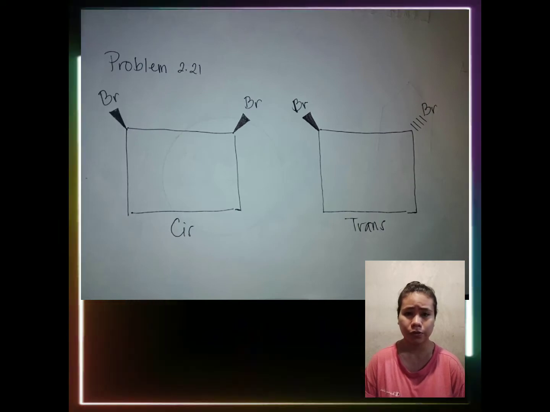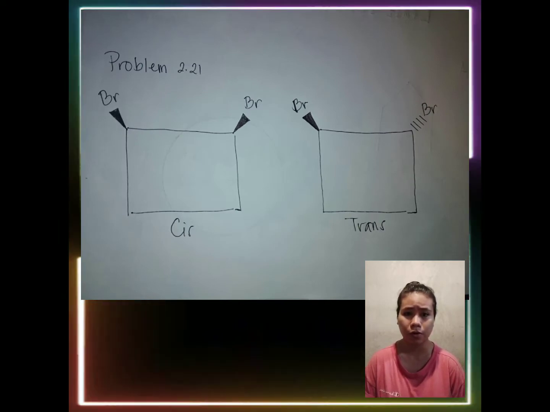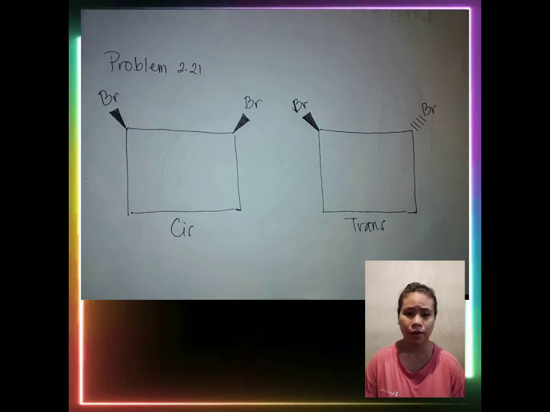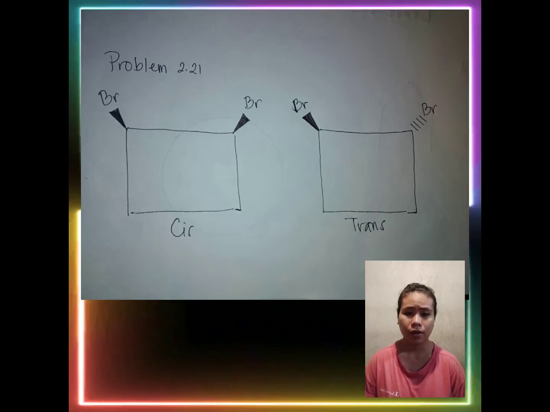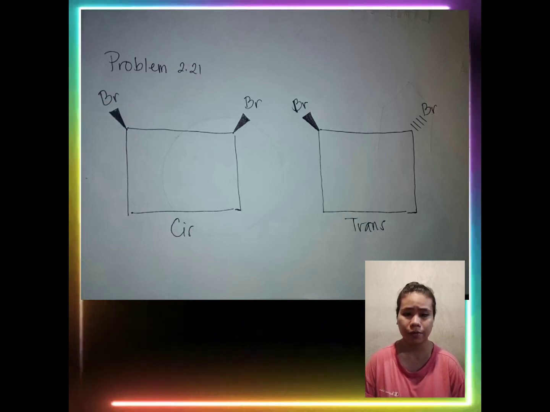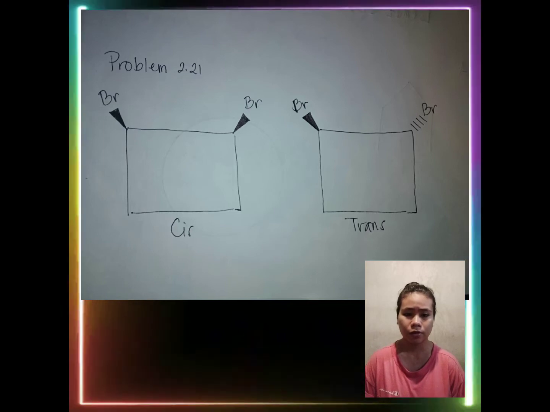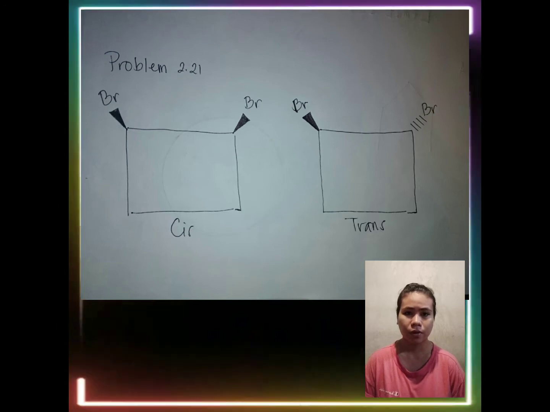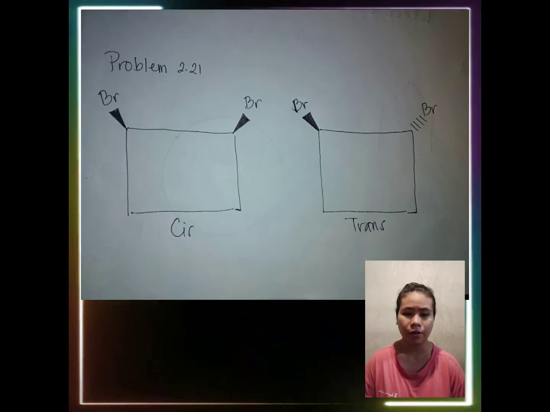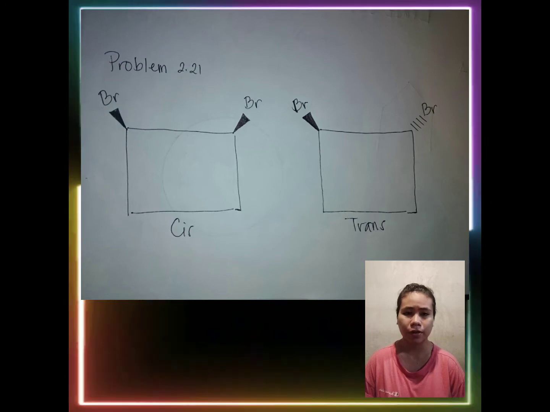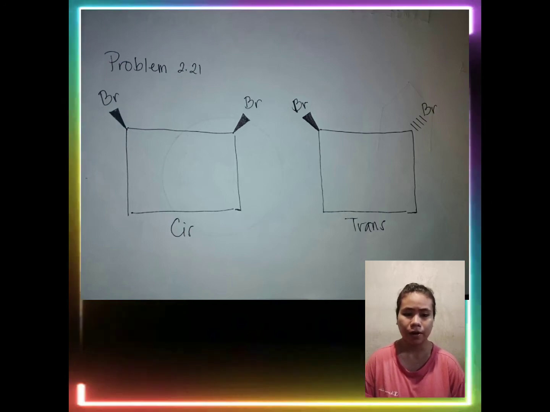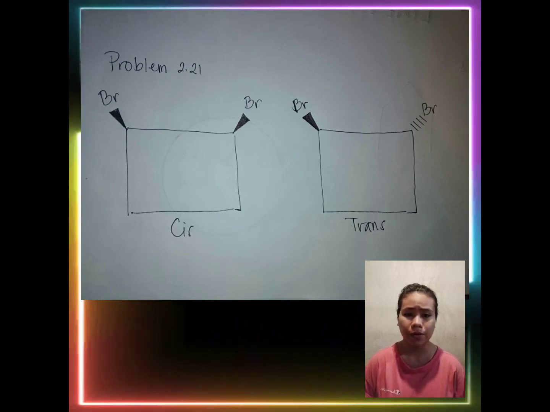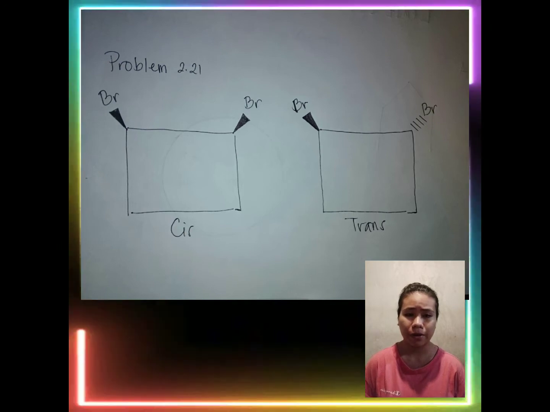Next, problem 2.21. Draw both cis and trans isomers of 1,2-dibromocyclobutane. Previously, constitutional isomers have been defined as molecules that have the same molecular formula but different atom connectivity. In this section, a new class of isomers, stereoisomers, will be introduced. Stereoisomers are molecules that have the same molecular formula and the same atom connectivity, but they differ in the relative spatial orientation of the atoms.